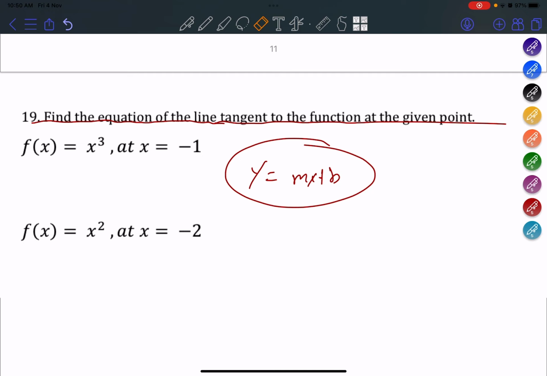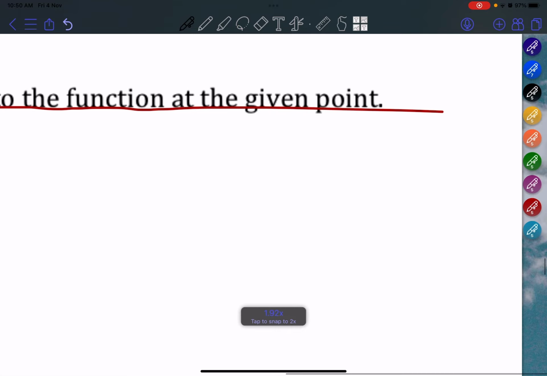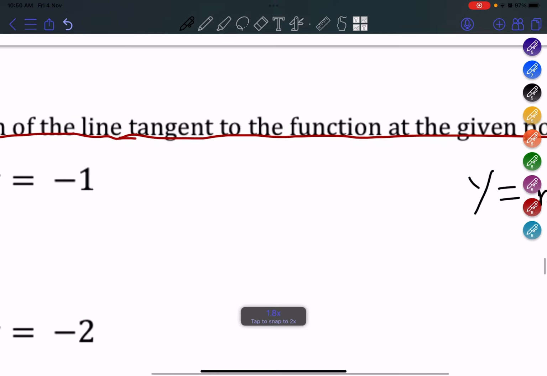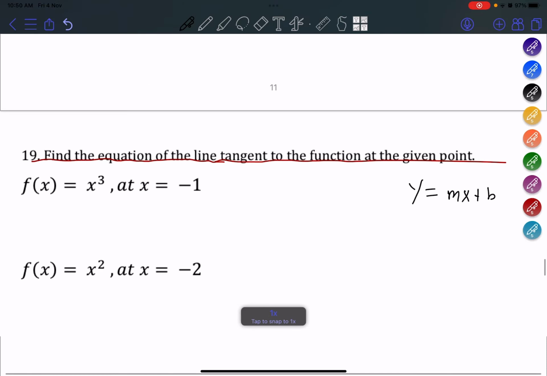How would we identify m, the slope, also known as the derivative? And how would we find b? Okay, so let's first write the equation here in the corner: y equals mx plus b. First step would be finding the derivative of the function.